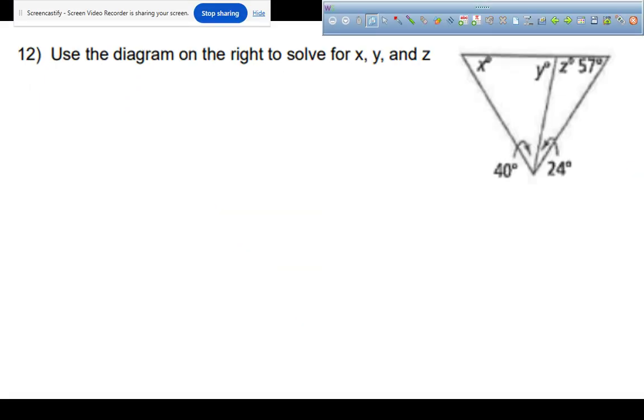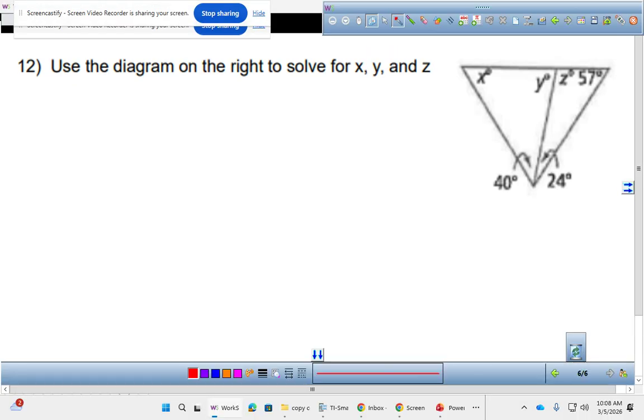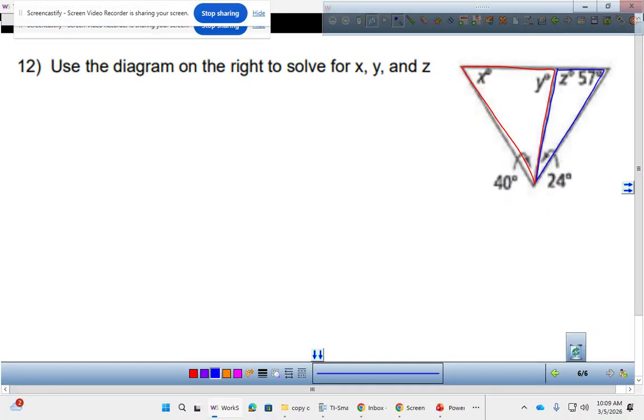Use the diagram on the right to solve for x, y, and z. This one's a little bit tricky. When I look at this question, I'm actually seeing three different triangles. So I see this triangle here, I see this triangle here, and then I see this big triangle. So what I'm going to do is draw each triangle out and fill in what I know from each part.